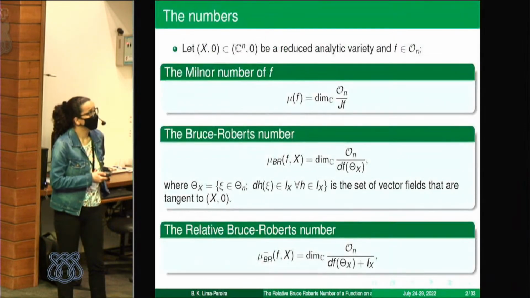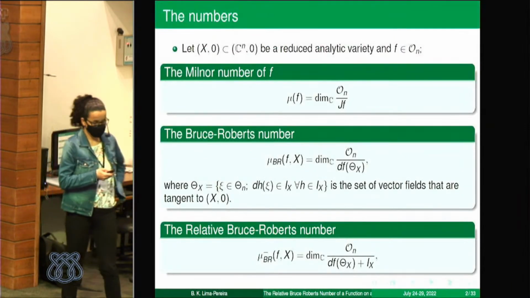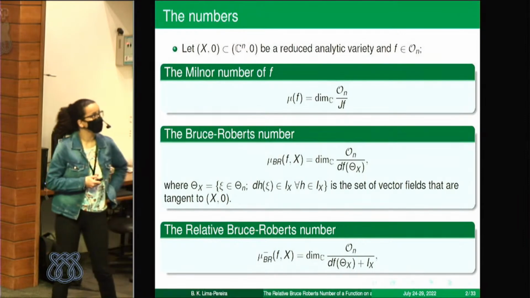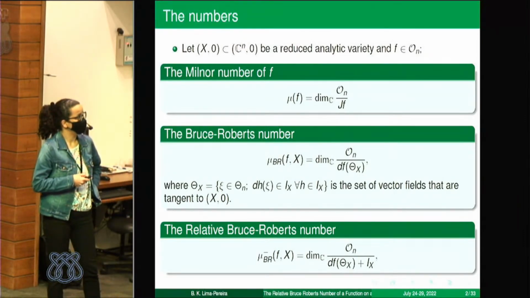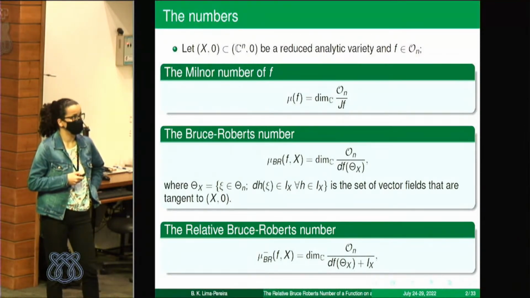Okay. Well, in this presentation, I will talk about three numbers: the Milnor number of an analytic function germ and the Bruce-Roberts numbers. Okay. So the Milnor number of an analytic function germ F is equal to this dimension, the dimension as a C-vector space of this quotient.